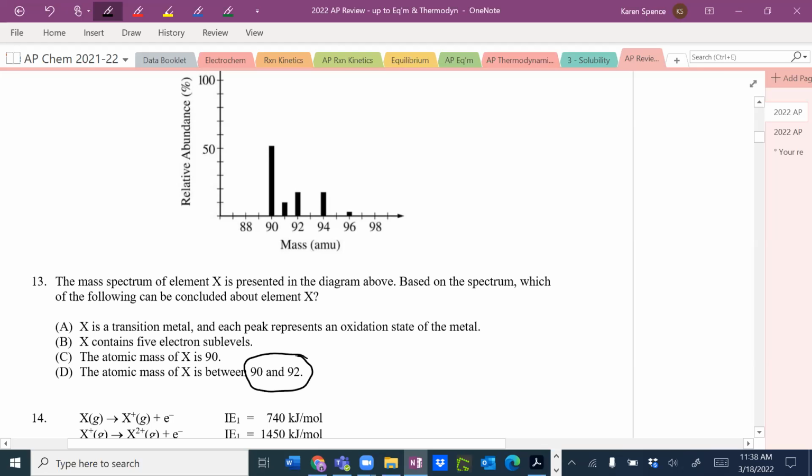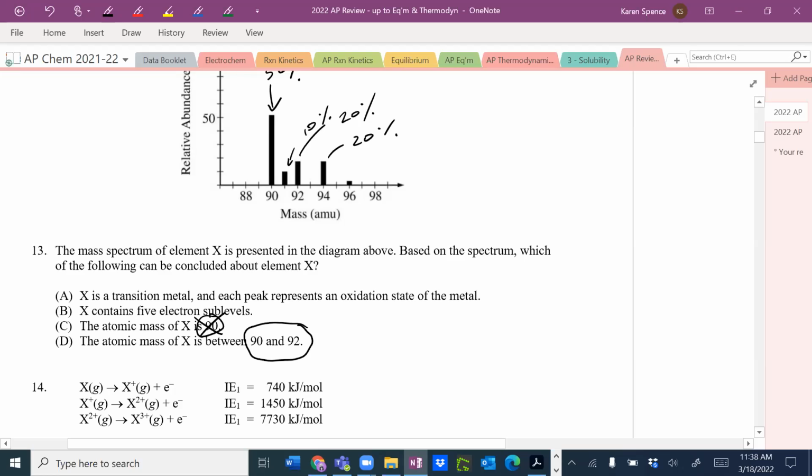Because each of these represents a different mass, and I'm looking here and I'm like, oh, that's got a lot of mass. That's got a lot of percentage. 50% of the atoms are there. We've got maybe 20% here and 20% here, and then maybe 10% here, and this is 50%. So if I'm just ballparking that, I'm going to go, oh, the atomic mass is not going to be as low as 90, right? It can't be 90 because I've got things above that, but it's going to be higher than 90. And there we are.